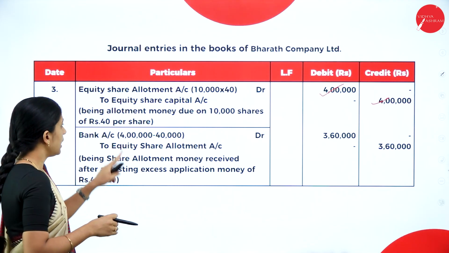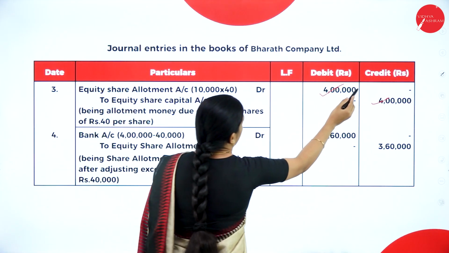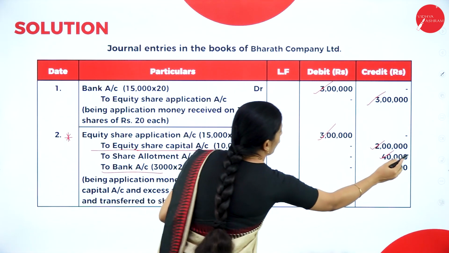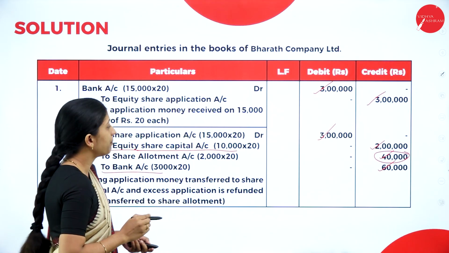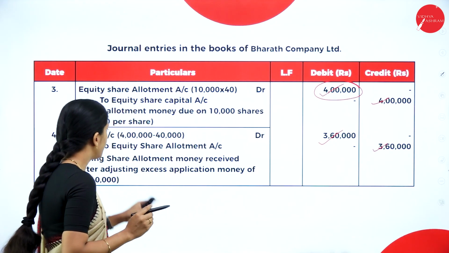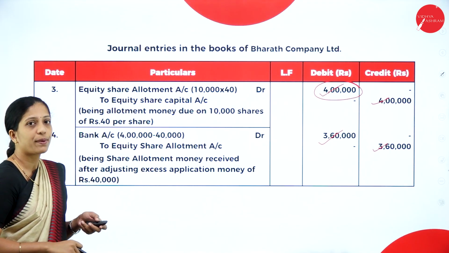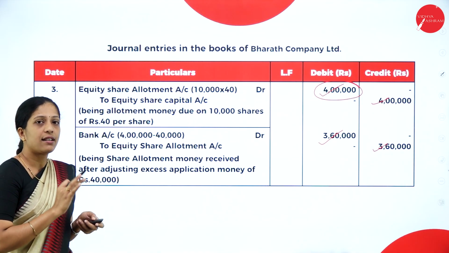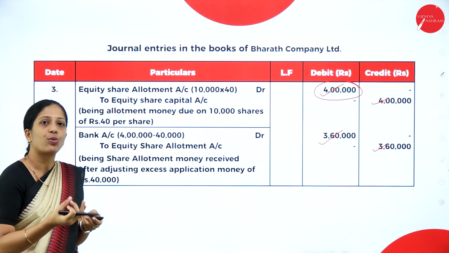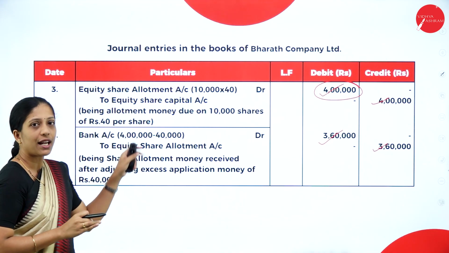Now come to the receive entry, bank account debit to equity share allotment account. Now, so we had 4 lakh here. But already in the second entry, we have transferred to share allotment how much? 40,000. So you have to minus that. 4 lakh minus 40,000. So this will be 3 lakh 60,000. So your narration will be share allotment money received after adjusting excess application money of rupees 40,000. Hope you are clear. In the second entry, excess amount has been transferred to allotment stage. Now due amount minus whatever it has been transferred. So you will minus that, the remaining amount you have to receive in your allotment stage.